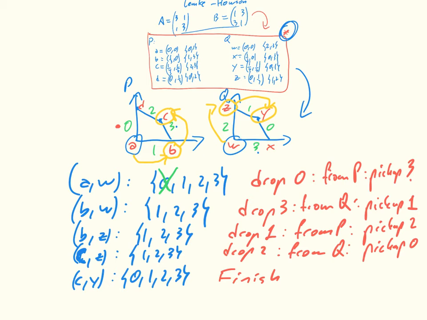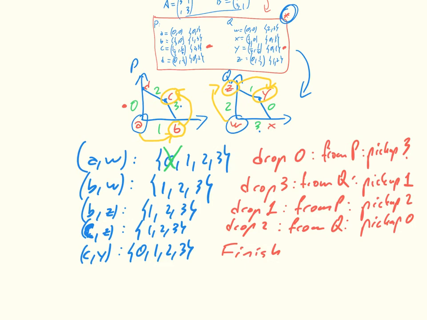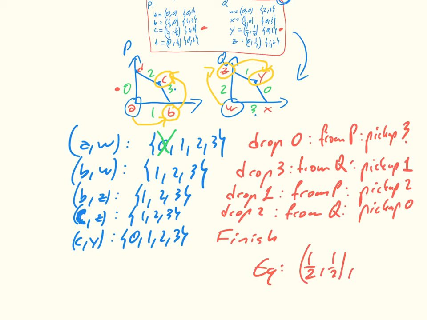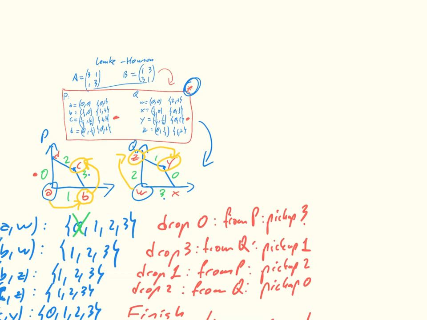Now, CY has coordinates a quarter, a quarter. So we normalize that to get our equilibrium, which would be a half, a half. Simply taking a quarter, and changing it into a probability. And so that would be our Nash equilibrium using this algorithm when we drop 0. Now, just as a quick example, we'll just do this again, but dropping a different initial label.